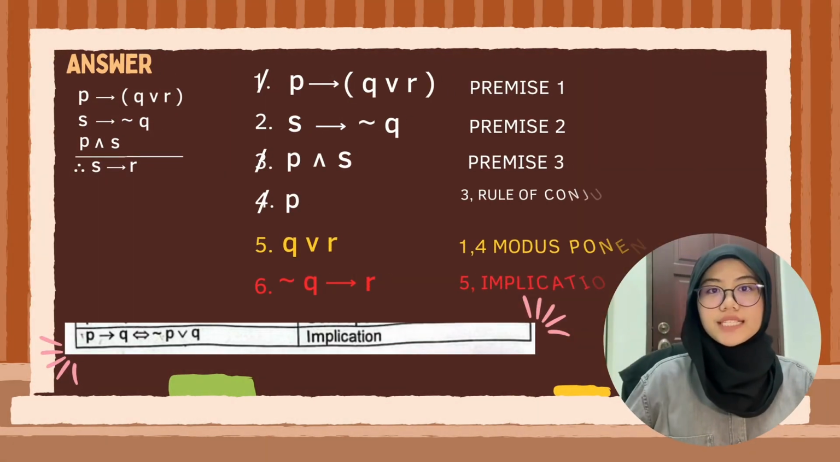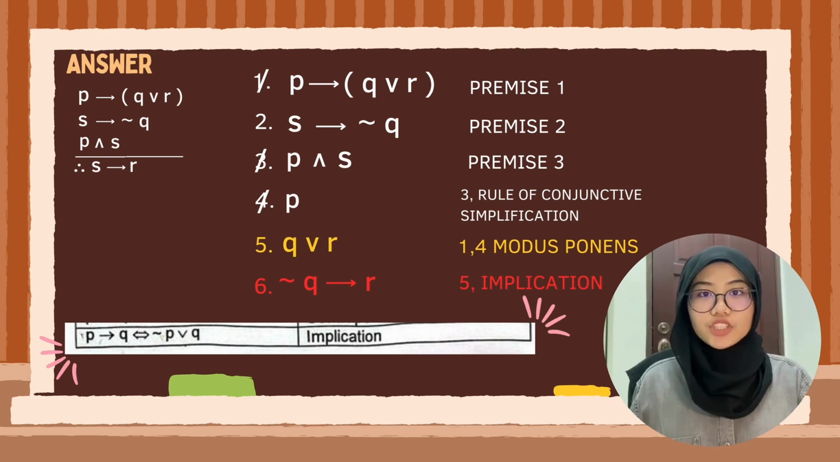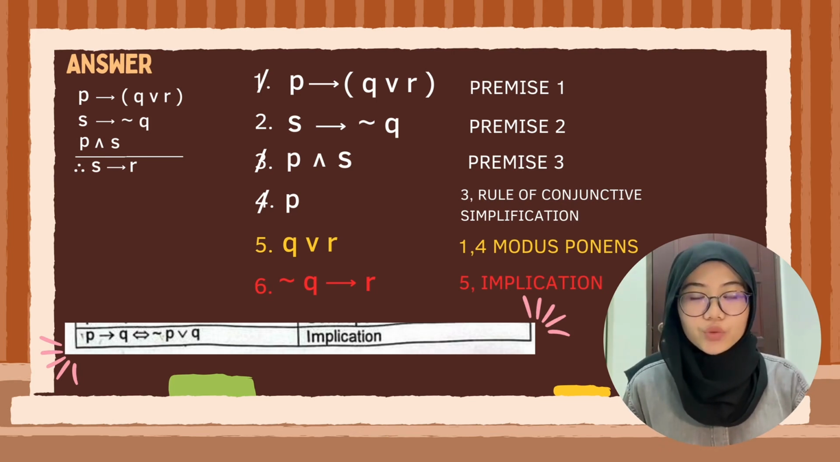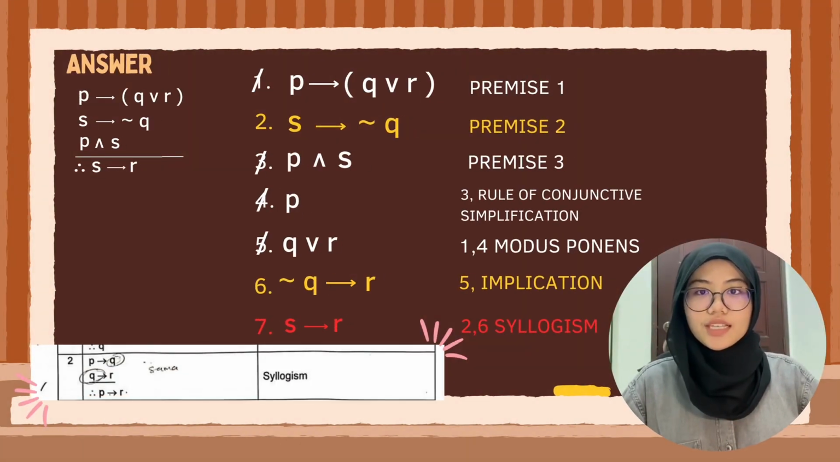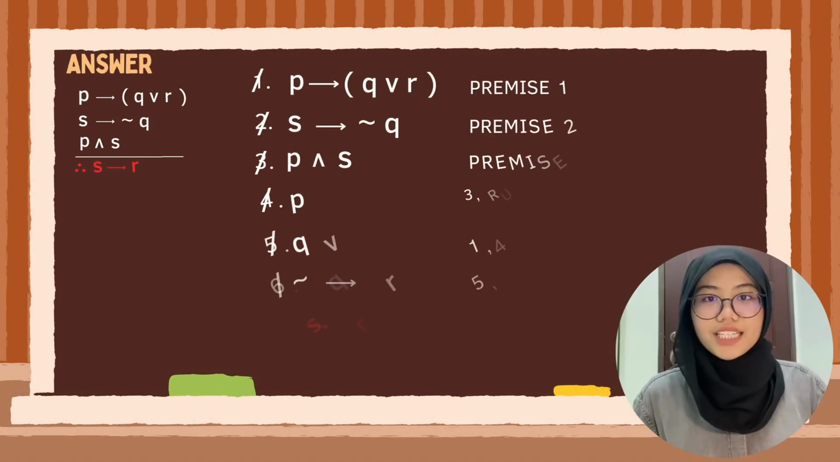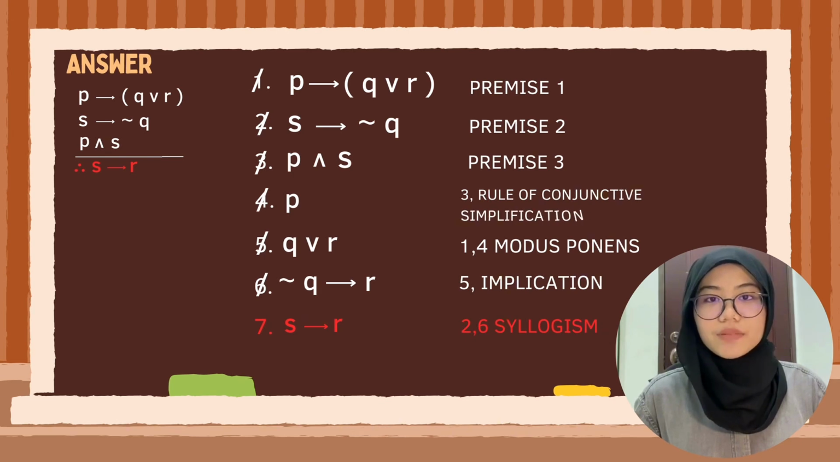Next, for number 6, we will use implication at number 5. Then, we will get not Q implies R. Lastly, for number 7, we will use syllogism at number 2 and 6. Hence, we will get S implies R. Finally, after we have marked all numbers, we will get the same answer as the conclusion from the question.